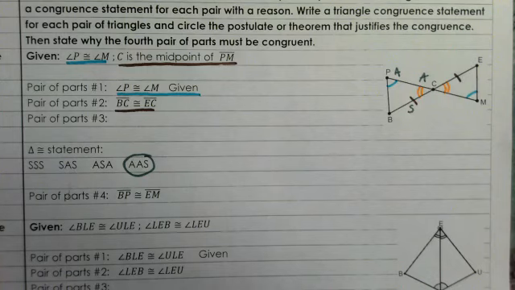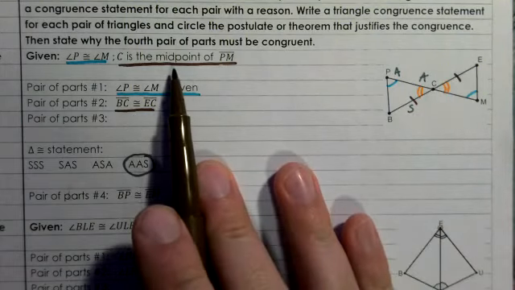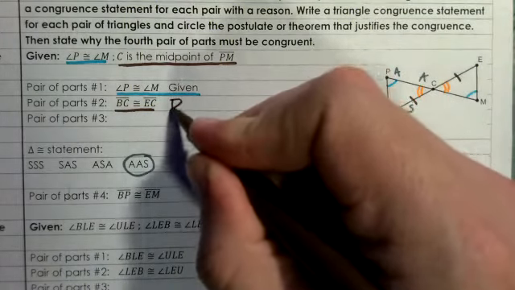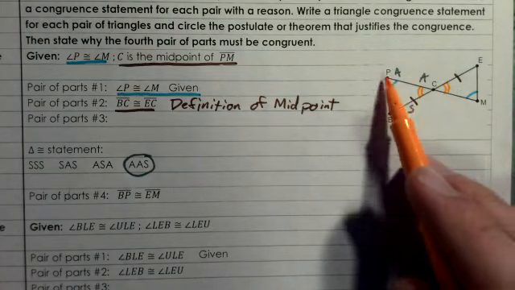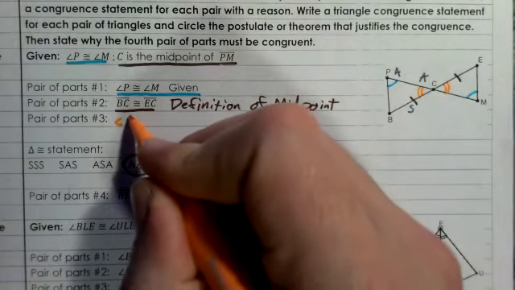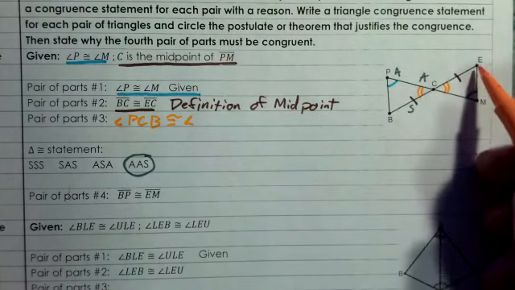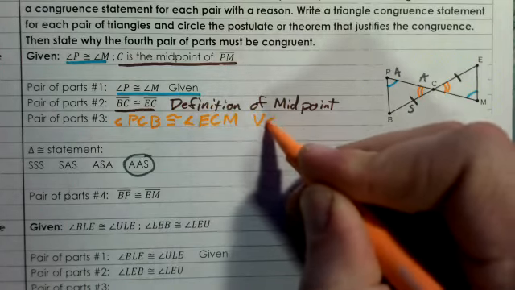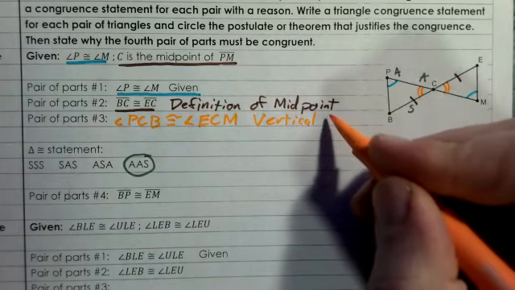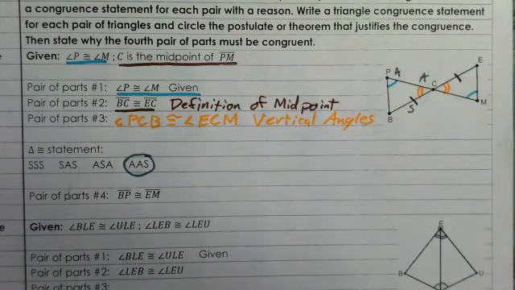But I got to fill in all my reasonings and stuff. So let's see. We already got that given. BC is congruent to EC. We got that from our definition of midpoint. Then we got this other angle right here, so we'll call that PCB, why not? And then ECM, thanks to vertical angles. Okay, great. So that makes our two triangles congruent.